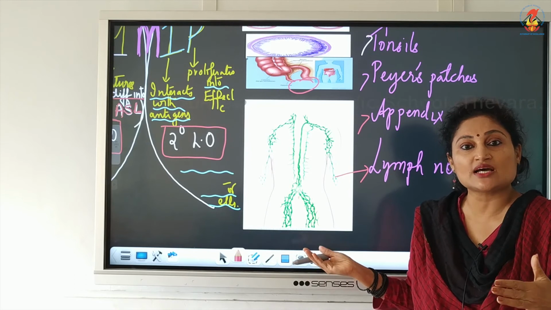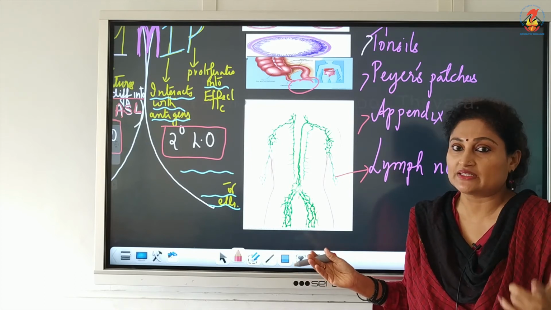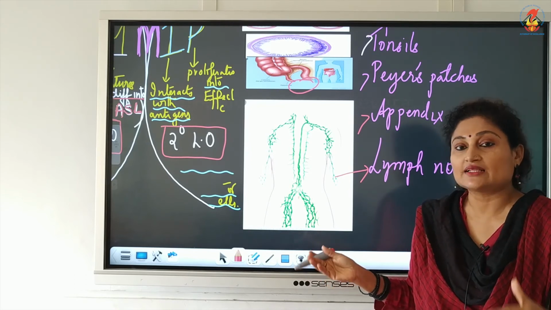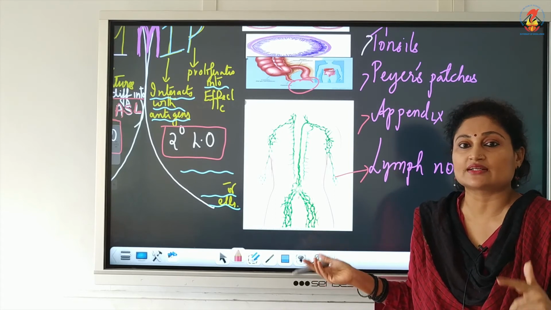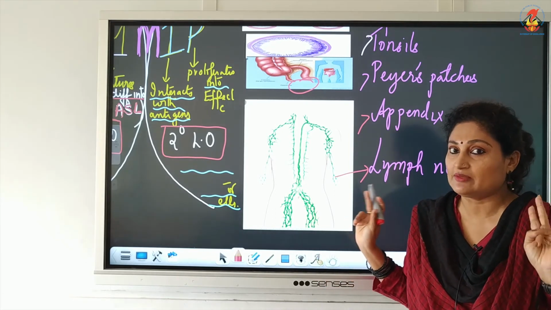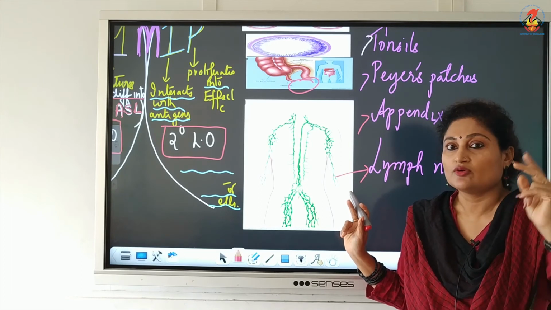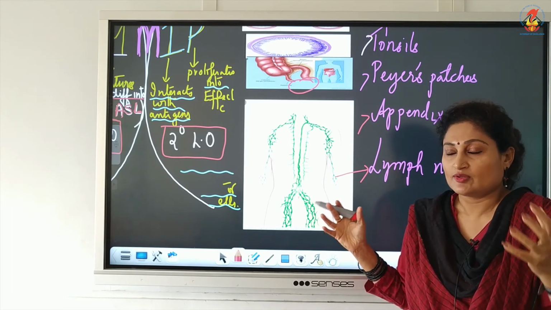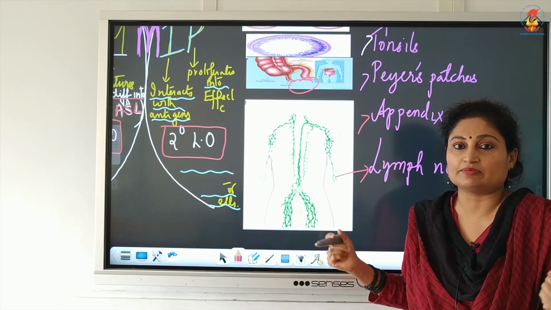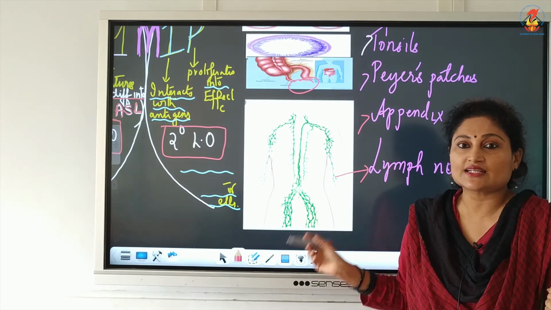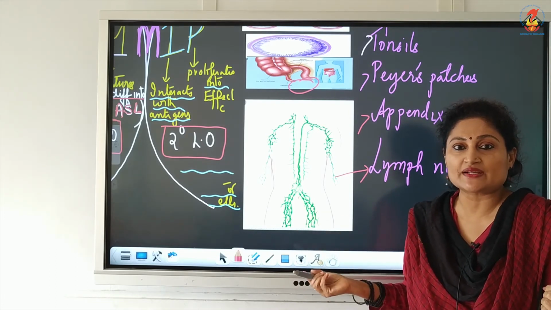So the microbes that are circulating in the blood should be trapped. They are trapped by the spleen, and the microbes that are present in the lymph are trapped by the lymph nodes. So these are very, very important. Remember the two fluids in which circulating microbes can be trapped. If it's blood, it is trapped by the spleen, and if the microbes are present in the lymph, they are trapped by the lymph nodes.